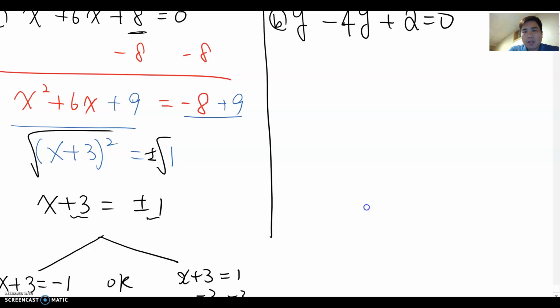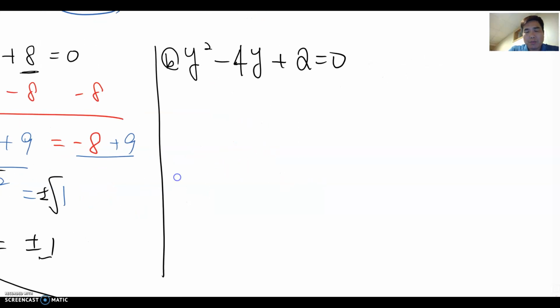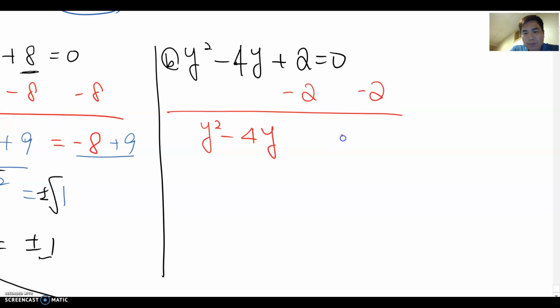Okay, then look at another question here. y squared minus 4y plus 2 equals 0. I'm going to do exactly the same steps as I just did for this problem. Which means I'm going to move this constant to this side so that I only leave y squared and the y term on the left side, which is y squared minus 4y equals negative 2. Now, same thing. What is half of negative 4? Yes, negative 2. And then negative 2 squared is plus 4. So then add 4 to both sides.